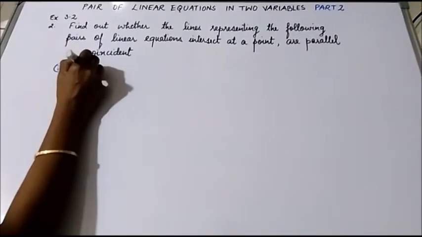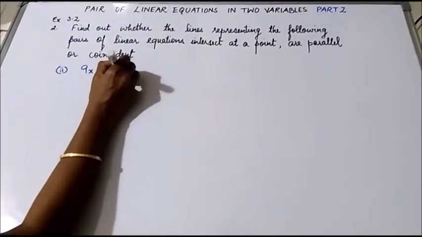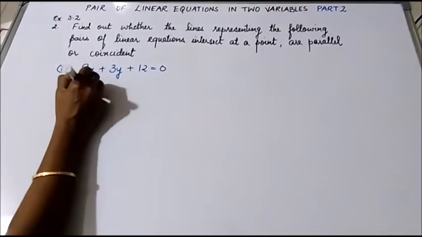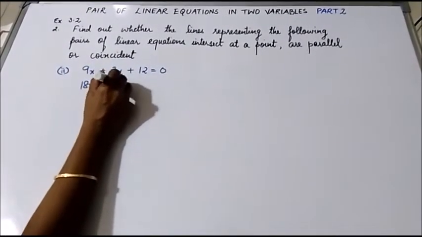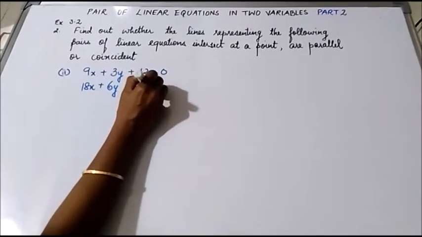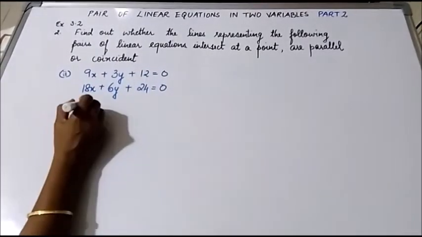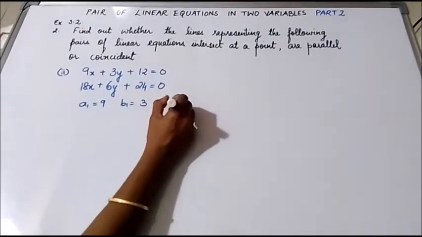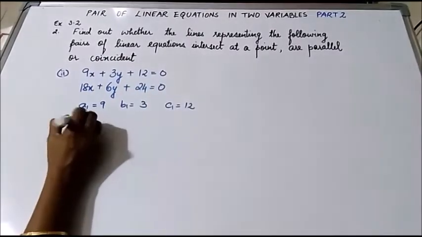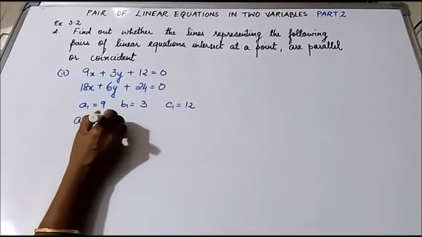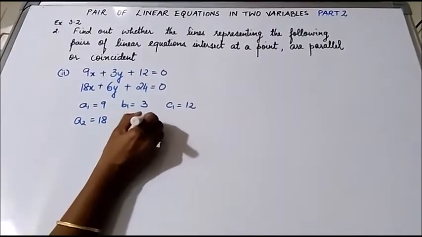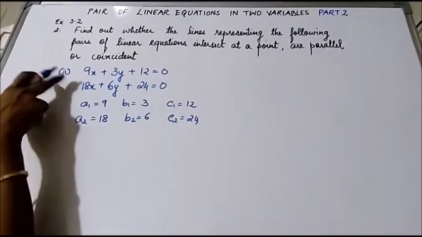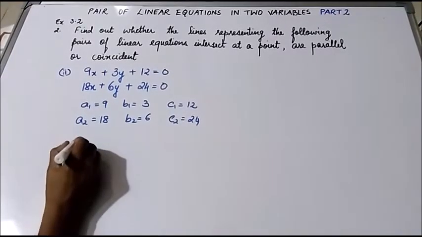Second question is this: 9x plus 3y plus 12 equal to 0, and 18x plus 6y plus 24 equal to 0. Here A1 is equal to 9, B1 is equal to 3 and C1 equal to 12. Same way we have got A2 is equal to 18, B2 is equal to 6 and C2 is equal to 24. What's the first thing that you have to check? Whether the equations are written in standard form.